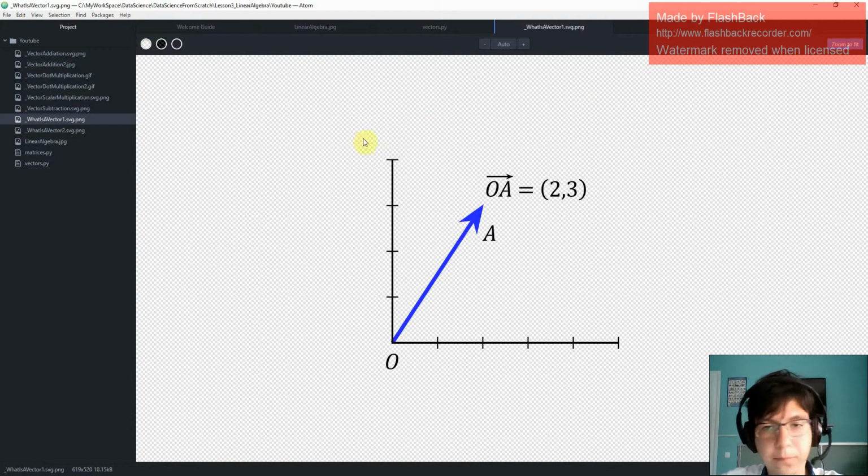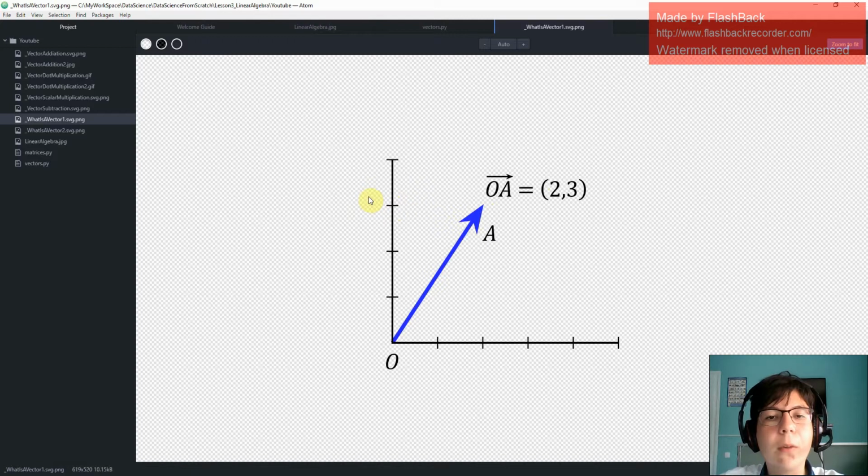This is an example of a two-dimensional vector. So a two-dimensional vector has only two values. The first value correlates to the x-axis and the second value correlates to the y-axis. So the arrow here points to this point called A, which has the coordinates of 2 and 3, where 2 is the value on the x-axis and 3 is the value on the y-axis.